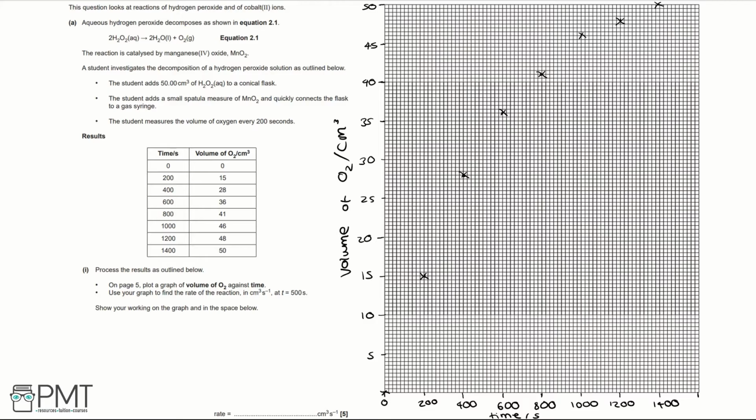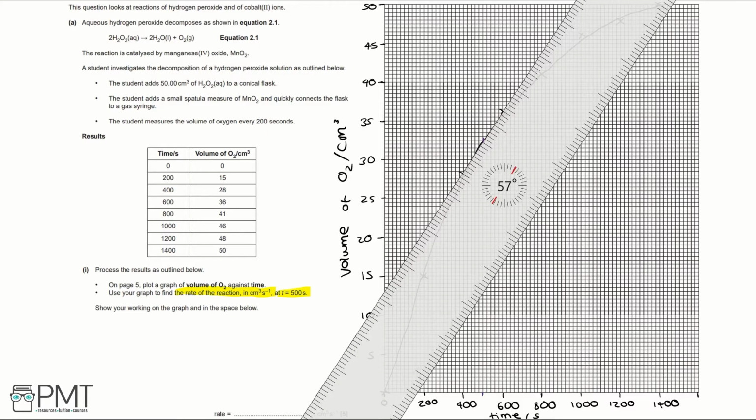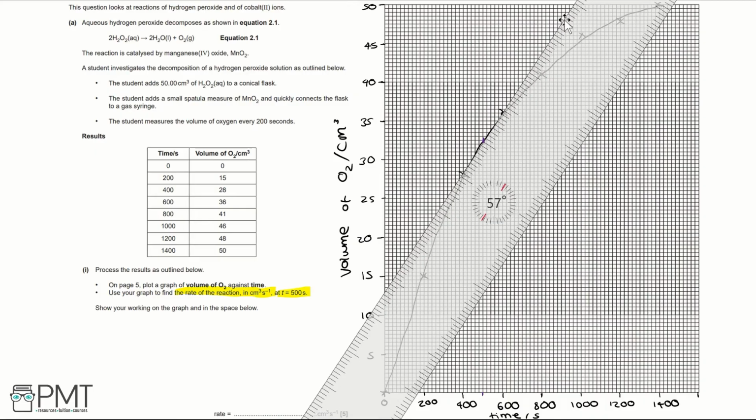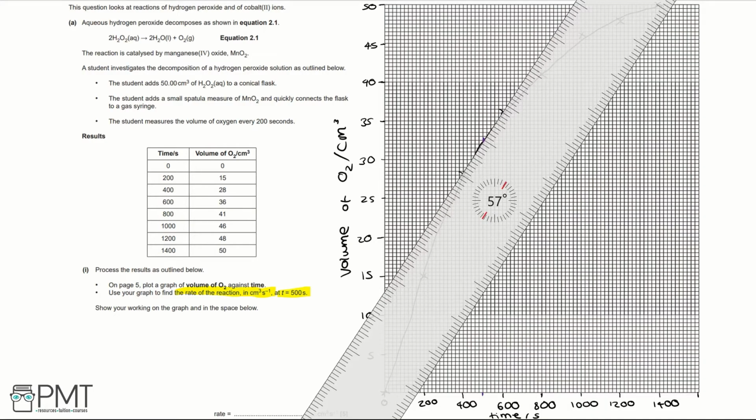Next, we need to draw a curve of best fit. So a curve would be connecting all of the points because they form a curve rather than a line of best fit. The next part of the question, we're asked to find the rate of reaction in centimeters cubed per second at t equals 500 seconds, which means we need a tangent at t equals 500 seconds. So drawing a tangent at t equals 500 seconds using a ruler, we draw a straight line at t equals 500 seconds, like so.